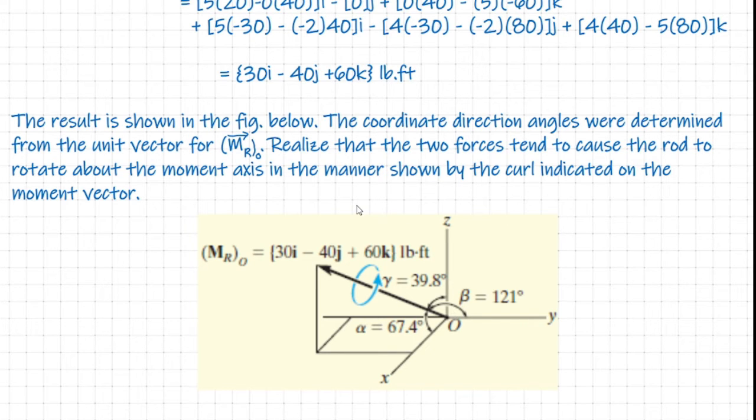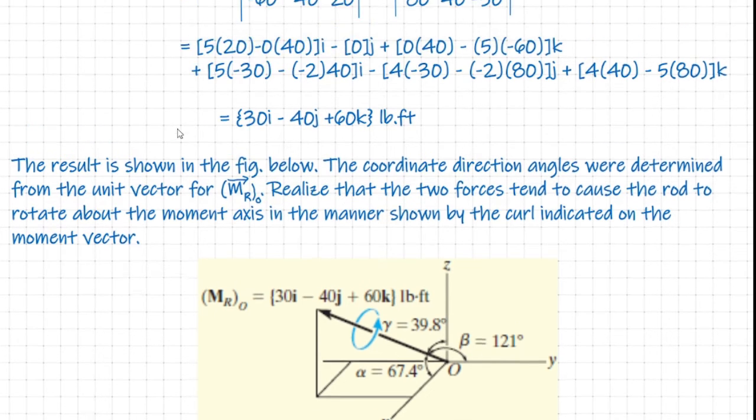This is done simply by the calculation of the so-called direction angles. That means for this vector, you can directly obtain the direction cosines. How do you obtain the direction cosines? You can calculate the unit vector along vector M_RO, and from these coefficients, you can calculate the angles alpha, beta, and gamma. Those calculations are not repeated here.